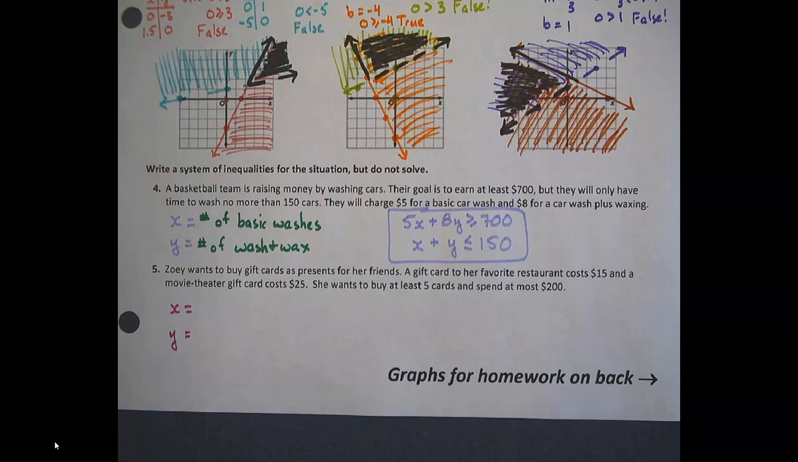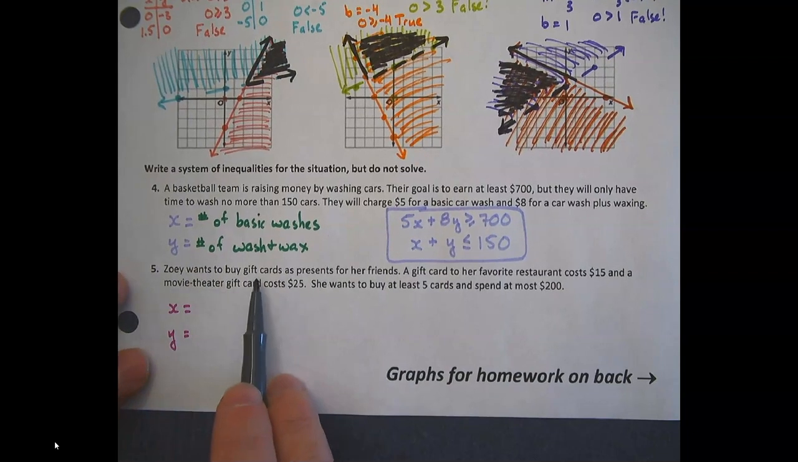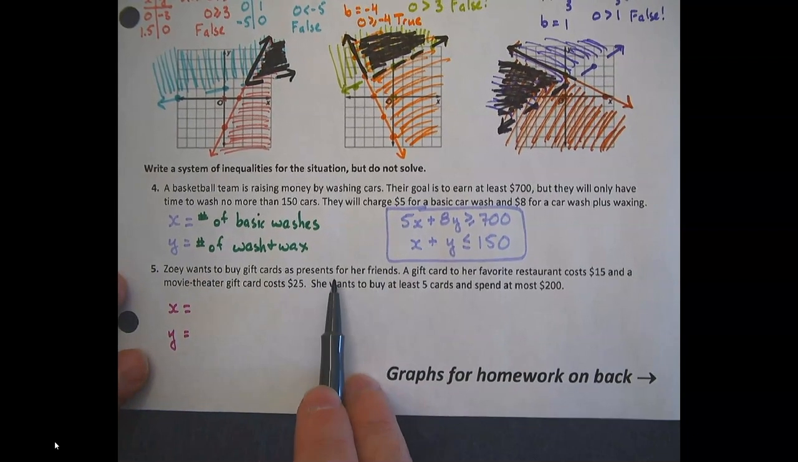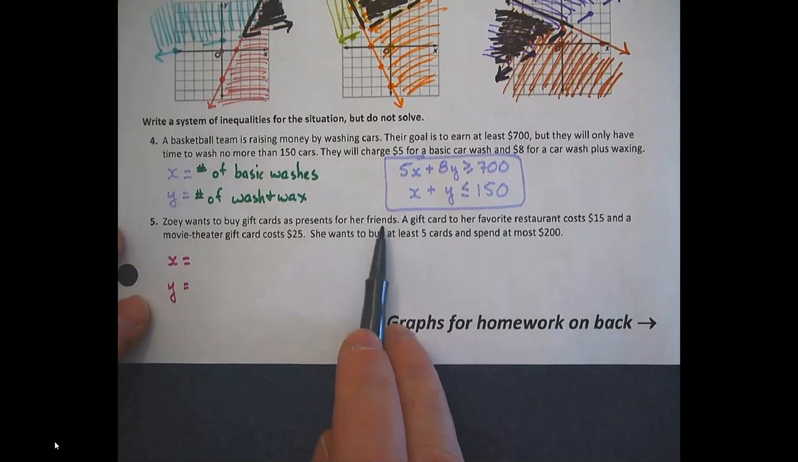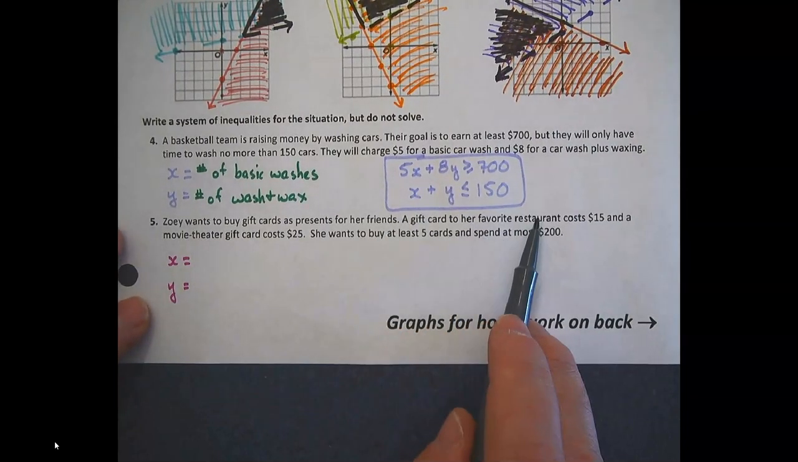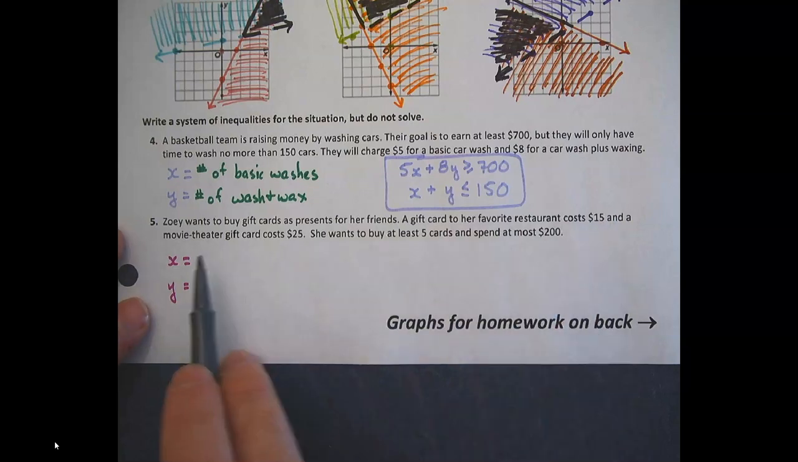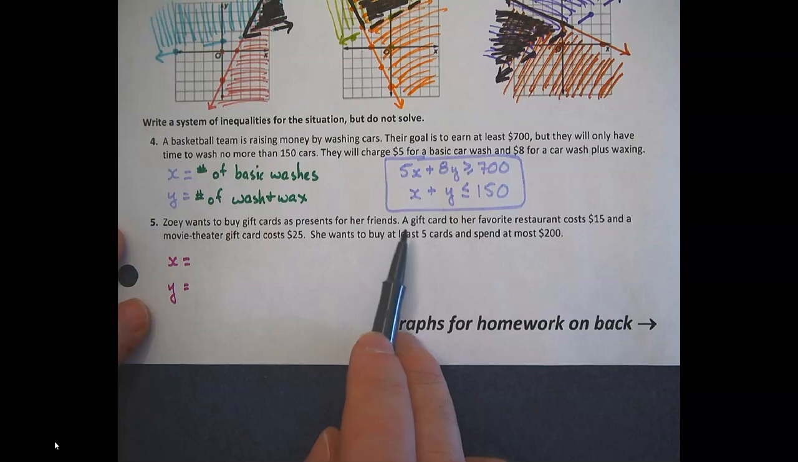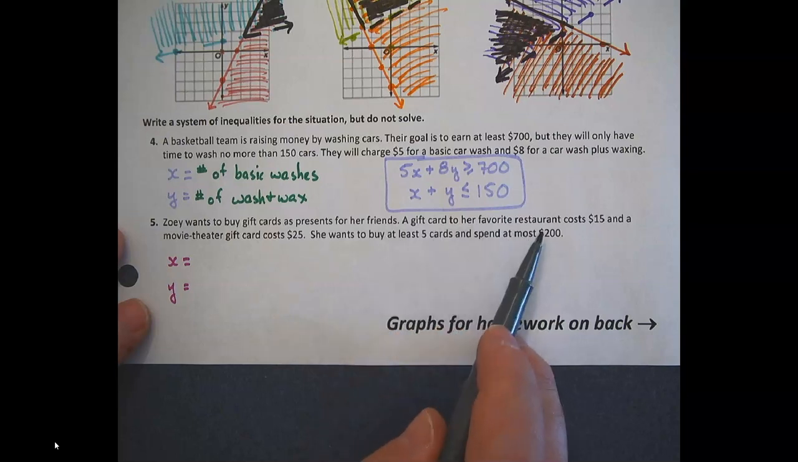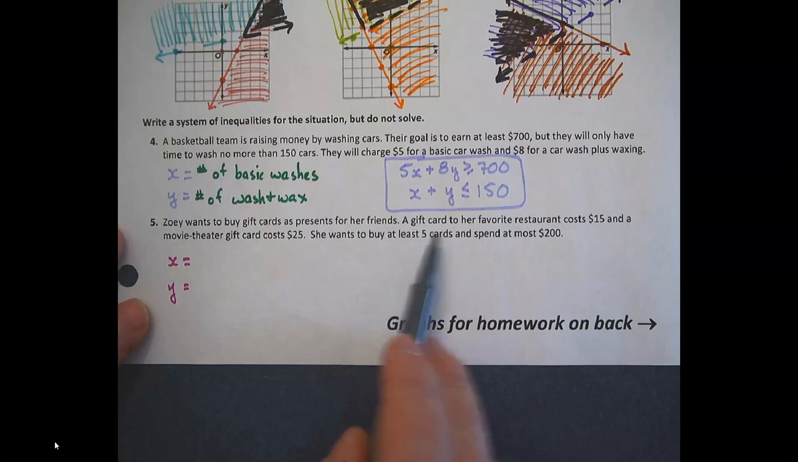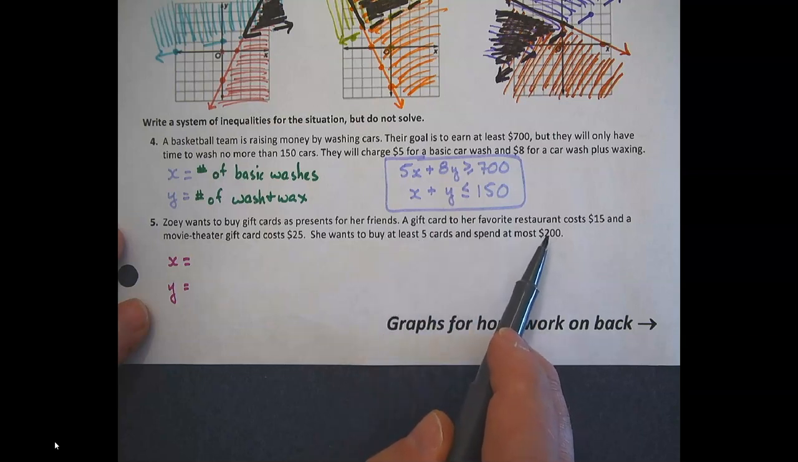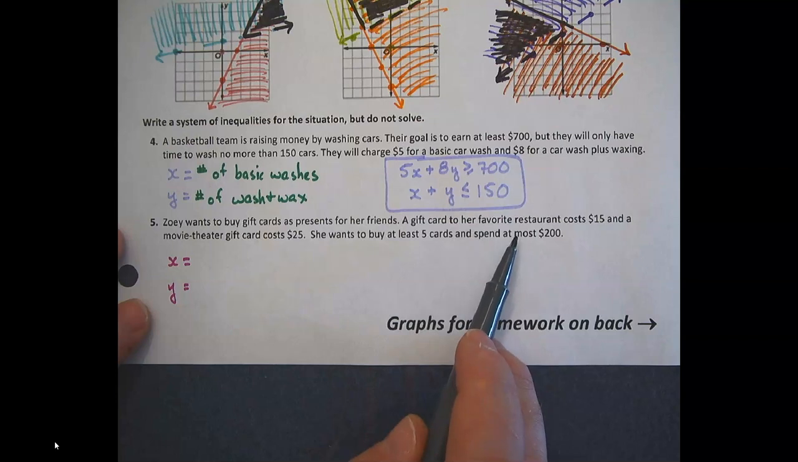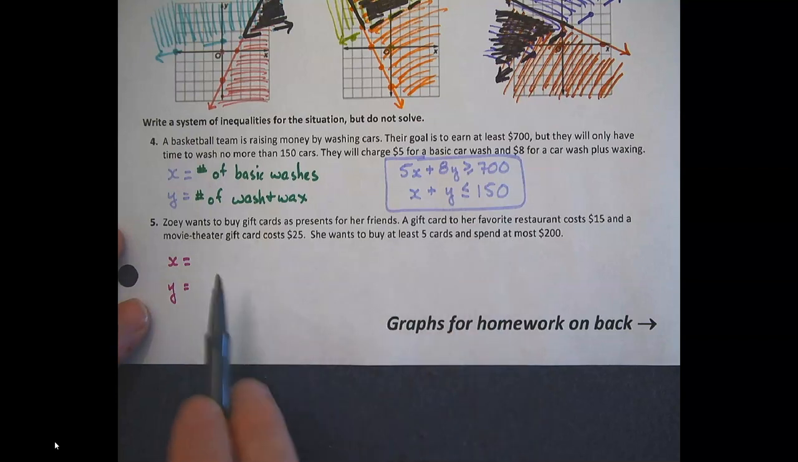Zoe wants to buy gift cards and present them to her friends as presents. A gift card to her favorite restaurant costs $15, and a movie theater gift card costs $25. She wants to buy at least 5 cards and spend at most $200. There are the two inequalities: 5 cards bought altogether, and she doesn't want to spend more than $200. But we first have to figure out what the variables are.